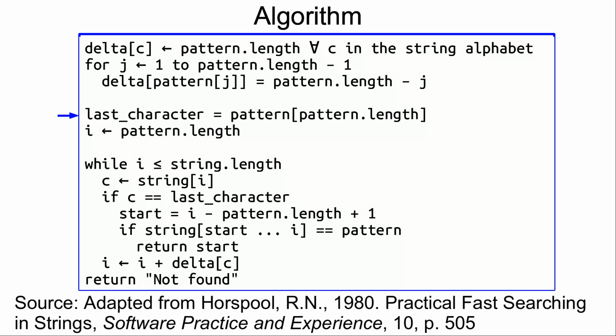So here, I points to the end of the proposed match. Then, if the last character in the proposed match is the same as the last character in the pattern, we then check to see if the match succeeds and return the offset of the beginning of a successful match if so. Otherwise, we shift I by the value found in the table.